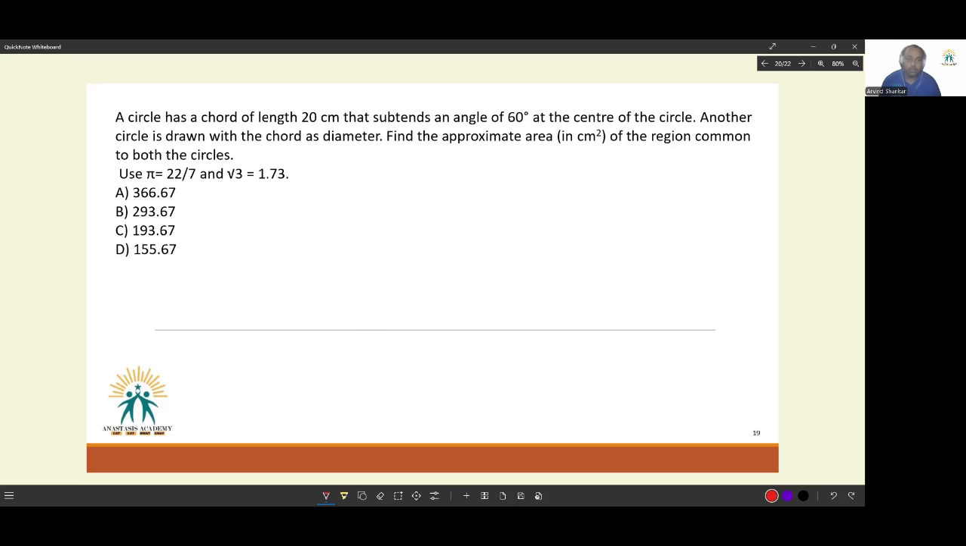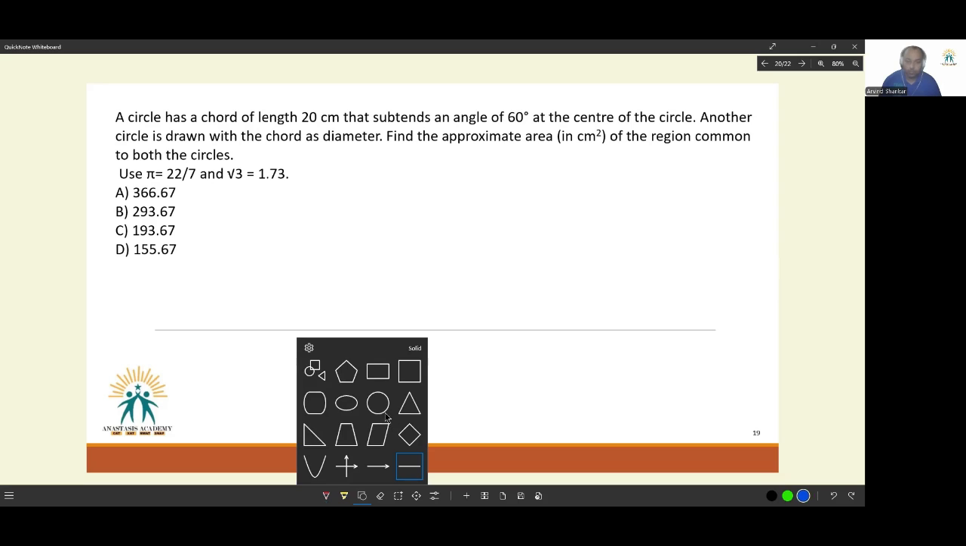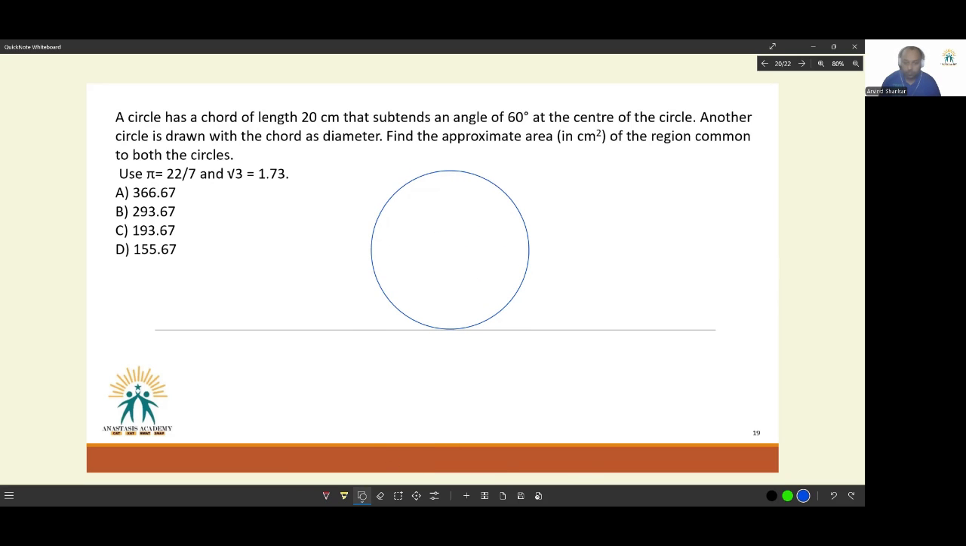Okay. Next question now. A circle has a chord of length 20 centimeters that subtends an angle of 60 degrees at the center of the circle. If this is 20 and it is subtending an angle of 60 degrees at the center, it means, see, these are radii, they will be identical. So this is 60 degree. This is also 60 degree. So the length of the radius of the circle is also 20.